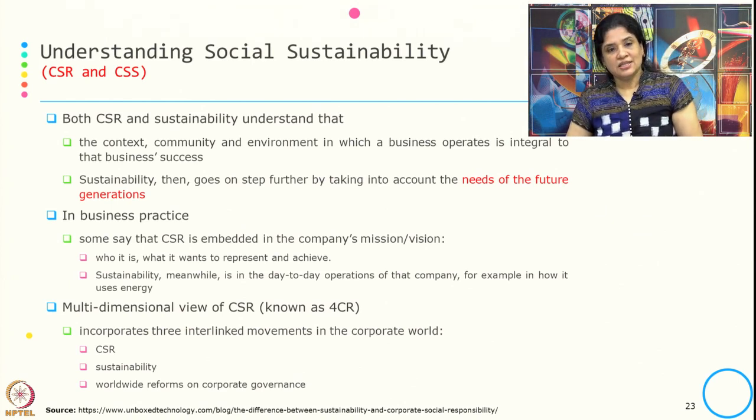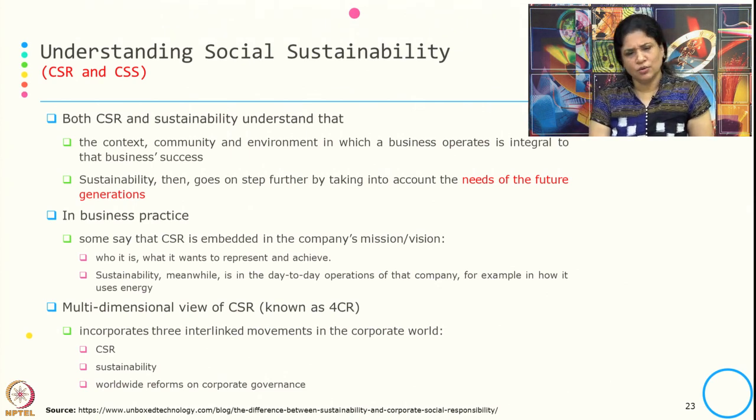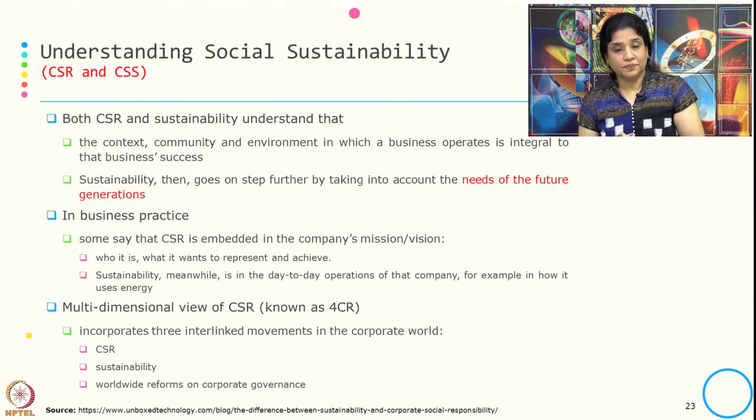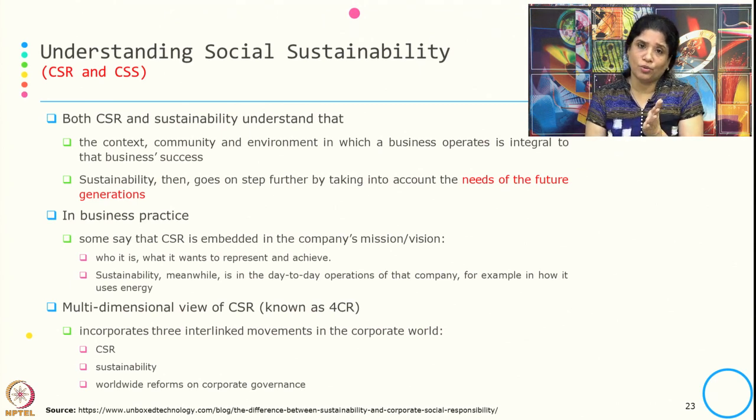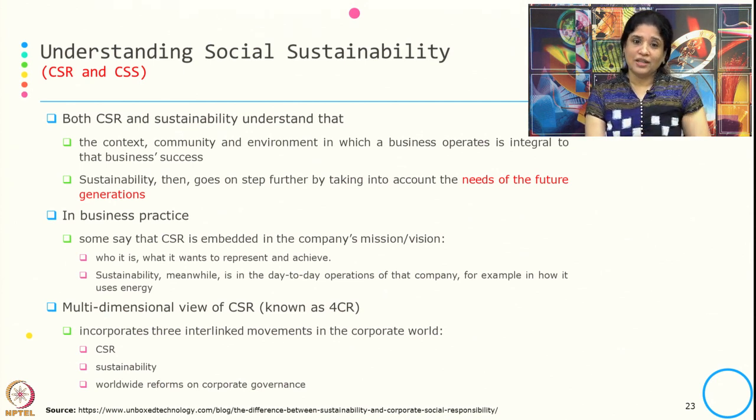In business practices, some say CSR is embedded in the company's mission and vision, who it is and what it wants to represent and achieve, but sustainability is the day-to-day operation of the company. For example, how you use energy is more like sustainability. But if you consider which sources you are sourcing the energy from, and whether you are able to help any group or stakeholder through it, that is more about corporate social responsibility. There is also a multidimensional view of CSR, typically known as 4CR, and it incorporates three interlinked movements in the corporate world: CSR, sustainability and worldwide reforms in corporate governance.